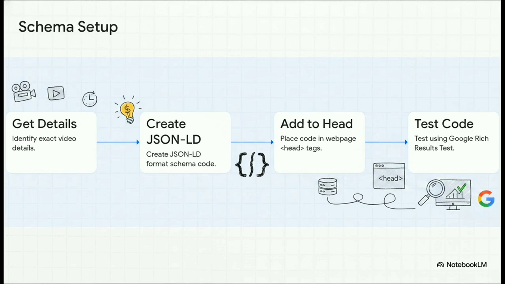First, gather your exact details. Second, create your JSON-LD schema code. There are plenty of free generators online to help you with this. Third, place that code right into your web page's header tags. And finally, please never skip this step. Run your URL through the Google Rich Results test to ensure the search engine is actually reading it correctly.